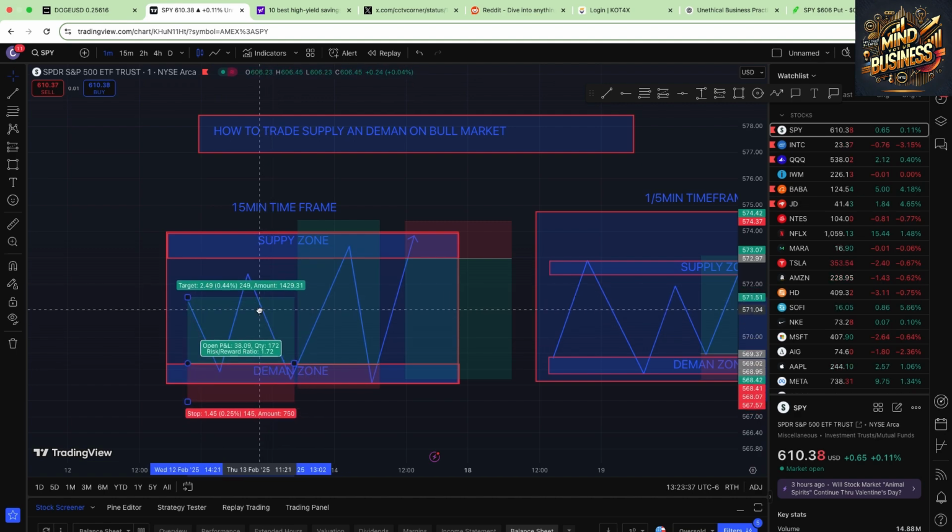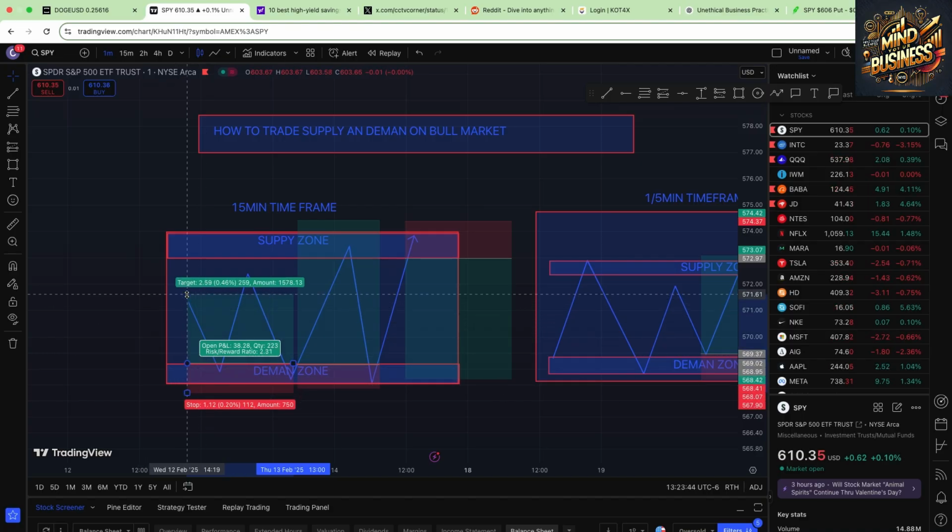On the pullback, even though price hit the demand zone here, for you scalper, don't wait on the pullback. For you scalper, just take the trade and go take profit. For take profit, it's up to you where you want to take profit, but I would always recommend you take profit, don't be greedy, and always put your stop loss.